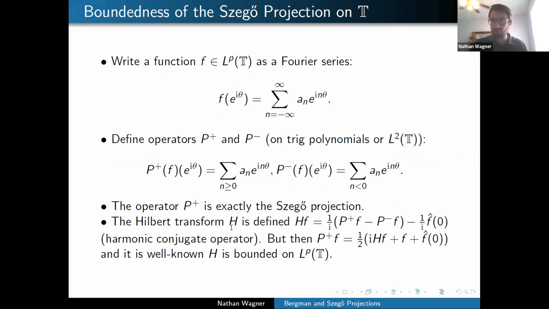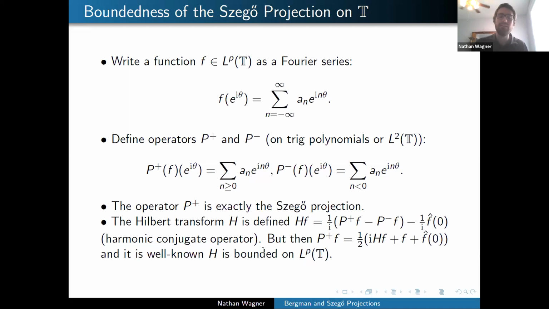And then the Hilbert transform, which is also the harmonic conjugate operator, gives the harmonic conjugate of a function. It's defined by Hf equals 1 over i times (P plus f minus P minus f) minus 1 over i f hat of 0. But then you can express P plus as 1/2 times (i Hf plus f) plus f hat of 0, which is just the 0th Fourier coefficient, of course just the integral of the function on the circle.